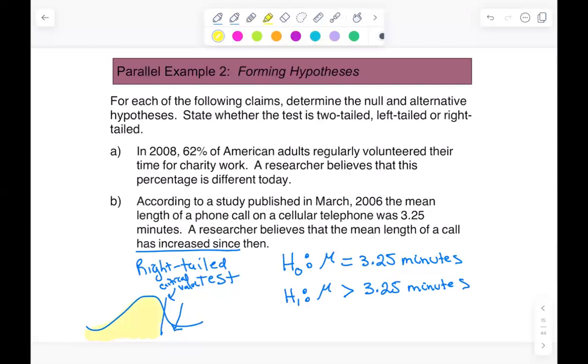And if it lands outside of there, so if it landed, and I didn't mean to highlight, but if it landed out here, then we can say that we have sufficient evidence to state that the null hypothesis probably isn't true.